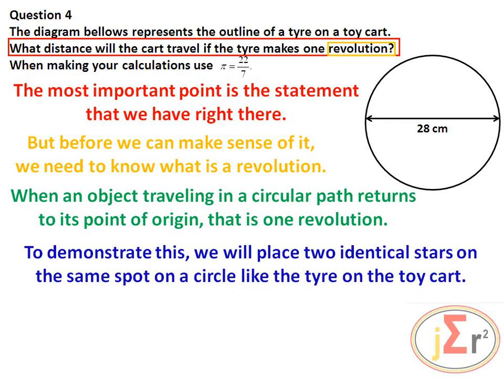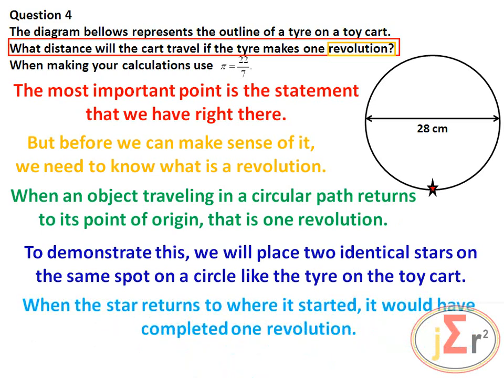We will demonstrate what 1 revolution is. To demonstrate this, we will place 2 identical stars on the same spot on a circle, like the tire on the toy cart. So those 2 stars are at the same spot.